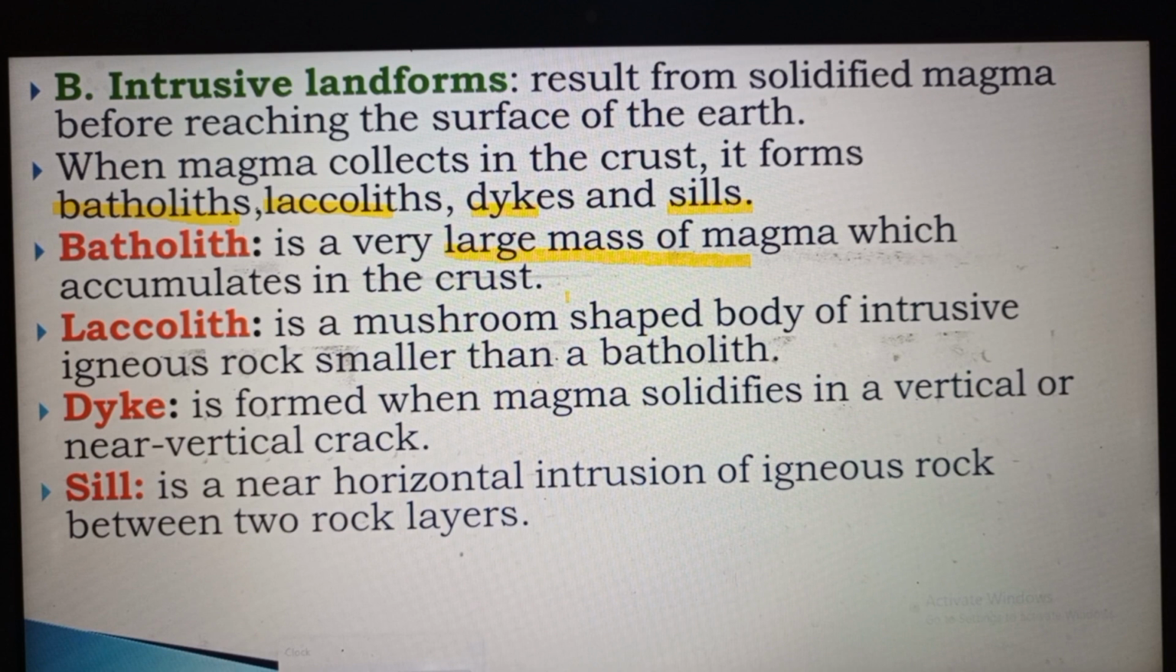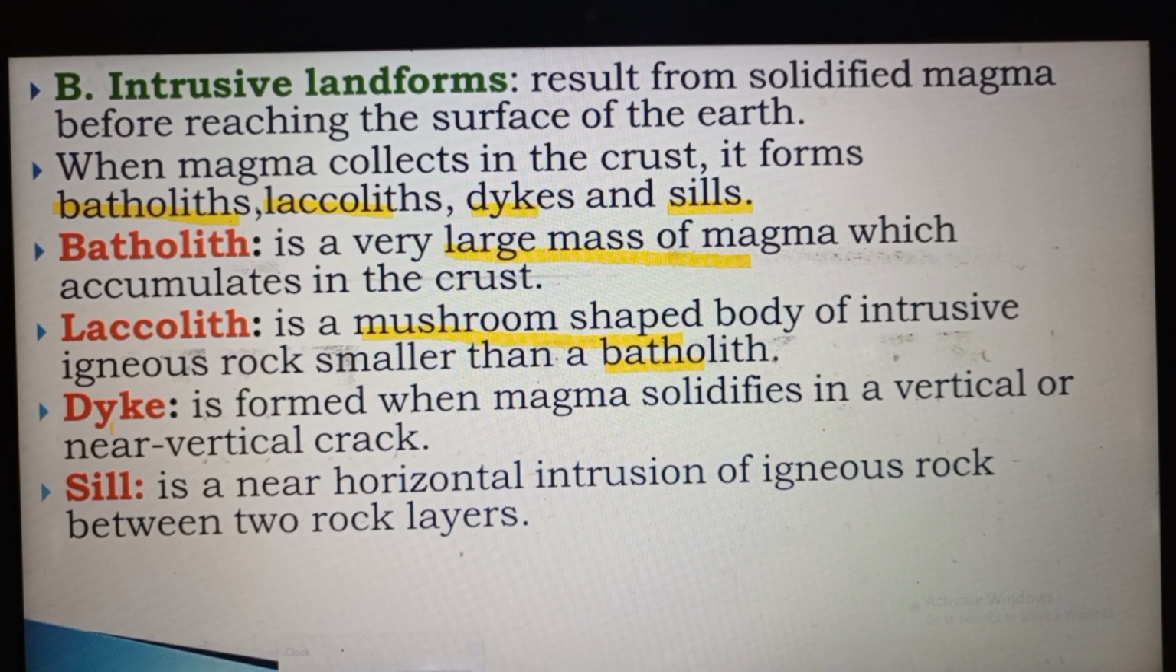The second type is called laccolith. Laccolith is mushroom shaped. Look, this is a mushroom shaped body of intrusive igneous rock, smaller than a batholith. In terms of mass, laccolith is smaller than batholith. But in terms of shape, the laccolith looks like a mushroom.